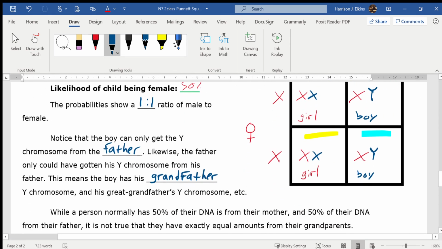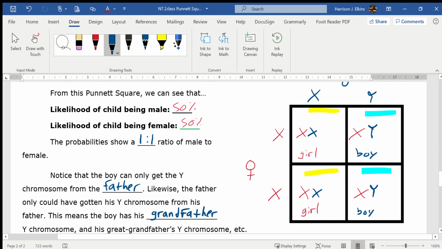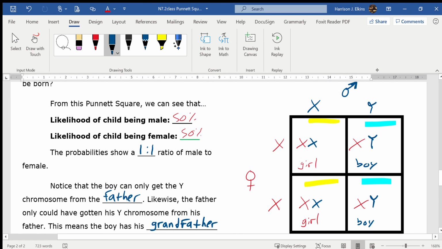So this leads to an interesting discussion, because when you think about this, the father is going to pass on a chromosome that the mother cannot pass on here. And so when you think about it, this boy has half of his DNA from his father and half of it from his mother. And you might be tempted to think that he has 25% from each grandparent.